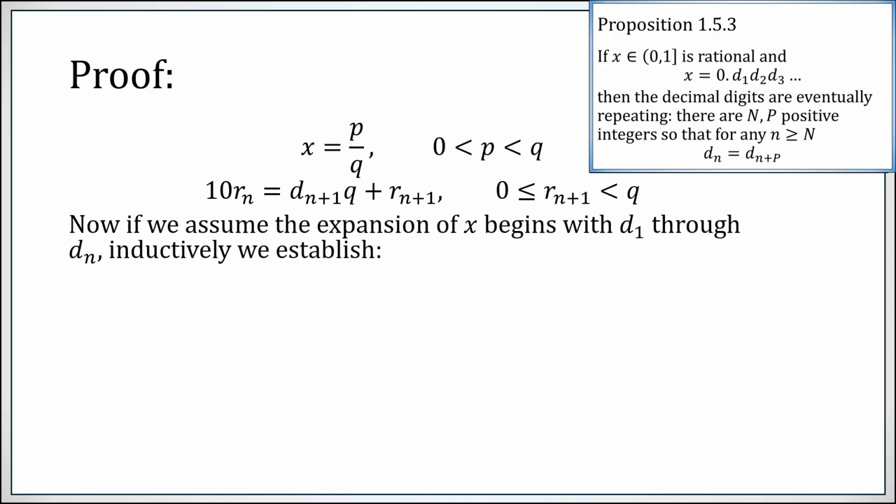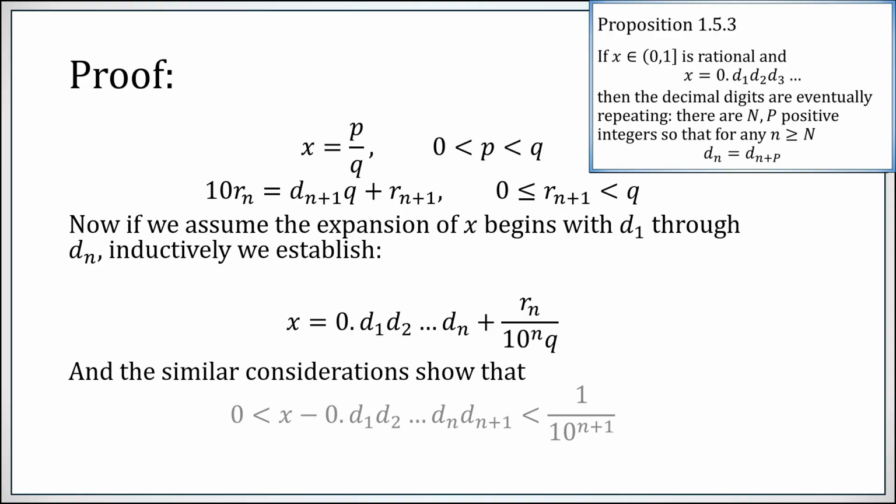Then we just carry forward that inductive machine. If we assume that we have correctly constructed the first n digits, inductively you would have that x has this truncation plus something over 10 to the n times q. That just comes from here. Okay, there's your 10 to the n times q. Divide both sides by 10 to the n times q.